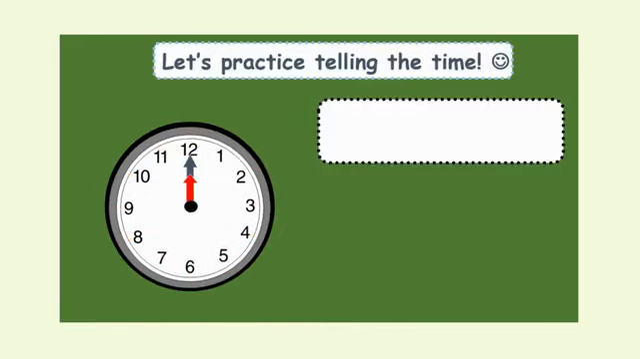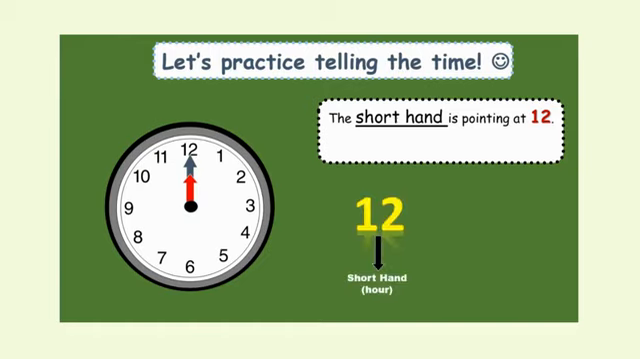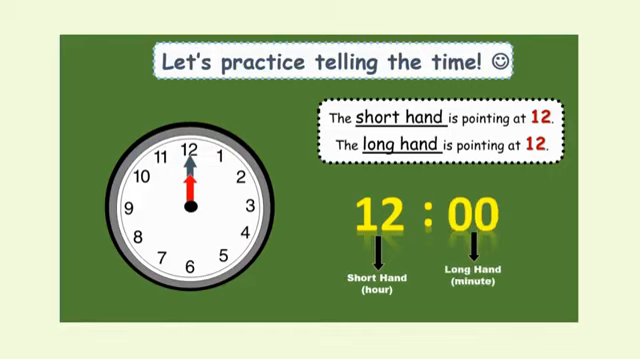Let's look at this clock. The short hand is pointing at 12. So it means that the hour is 12. And the long hand is pointing at 12 also. But we are not going to write 12. Instead, we read it as o'clock. So the time is 12 o'clock.